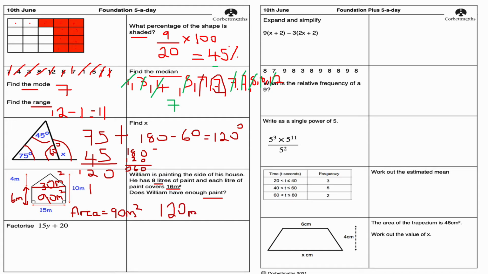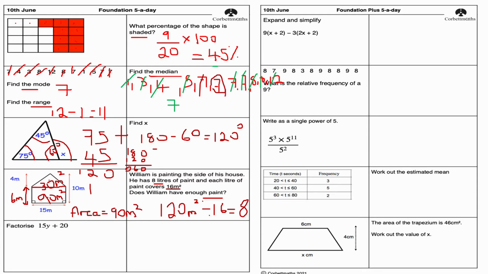Okay, and it says each litre of paint covers 16 meters. So if I divide that by 16, that will tell me how many litres of paint I need. So 16, 32, 48, 64, then it's going to be 80, then it's going to be 96, then it's going to be 112, so that's 7, okay, and I need more than 7, so it's going to be 7 remainder something, but I'm going to need 8.